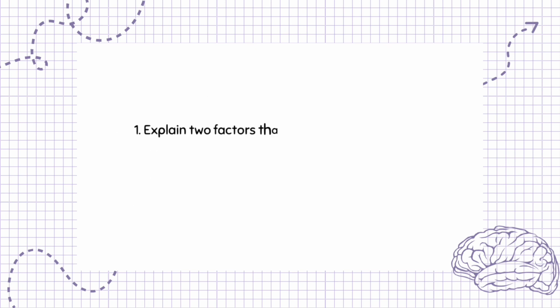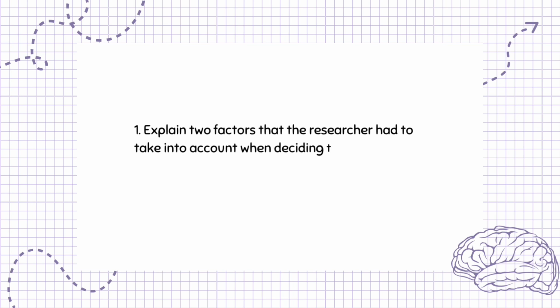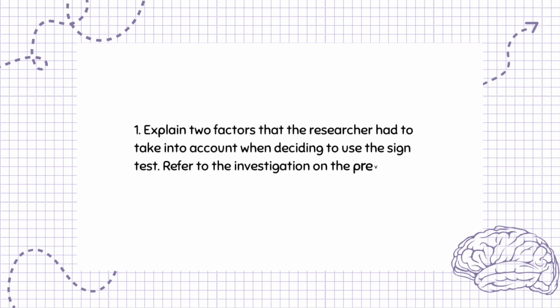Question 1. Explain 2 factors that the researcher had to take into account when deciding to use the sign test. Refer to the investigation on the previous page in your answer. 4 marks.